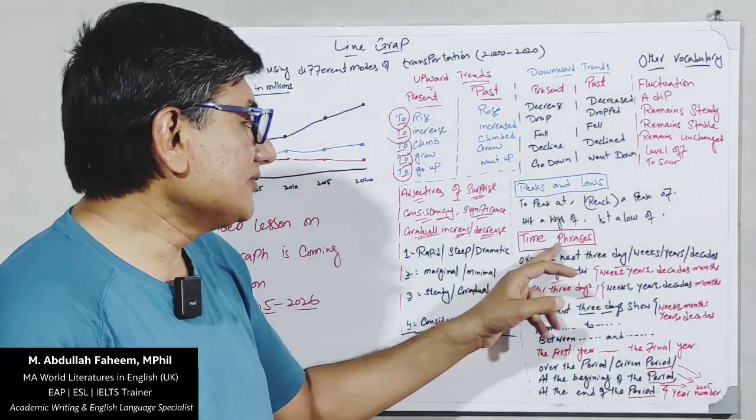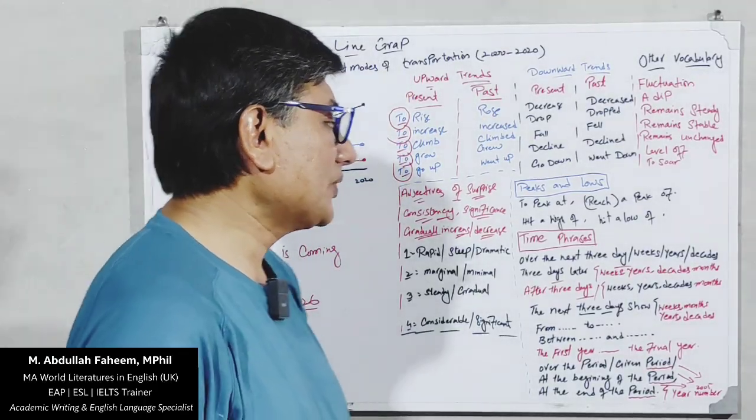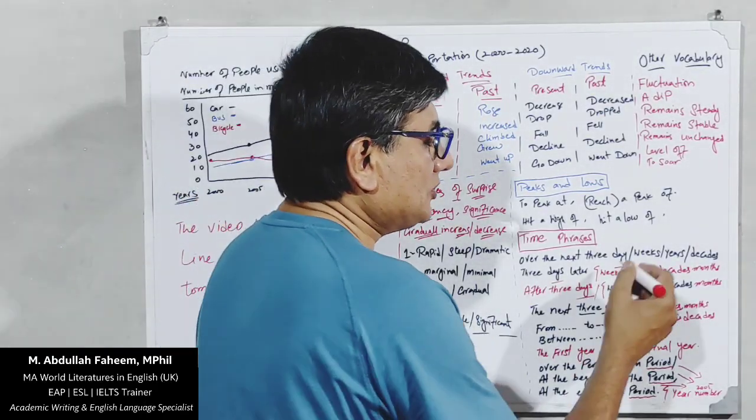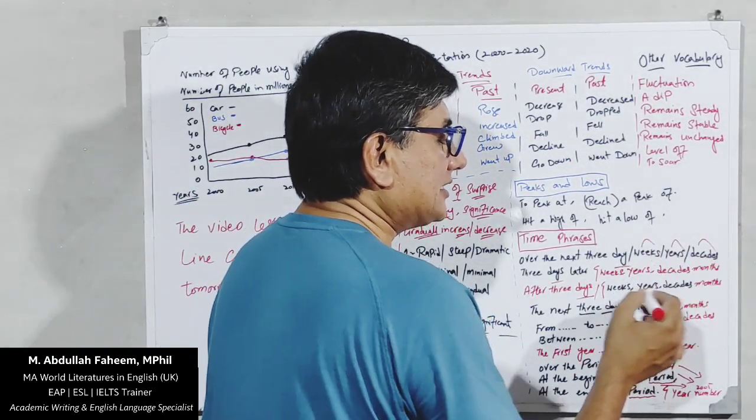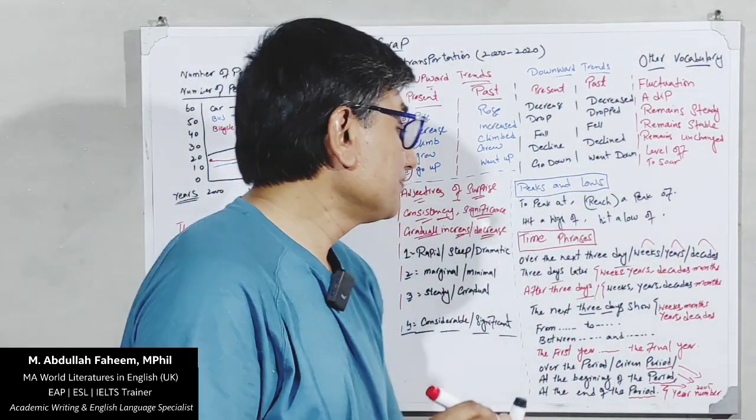We have some other time phrases. Over the next 3 days. So here are the days. Over the next 3 days, you can use weeks, years, decades, months, whatever you want to use. Sorry, the cap of my pen dropped.